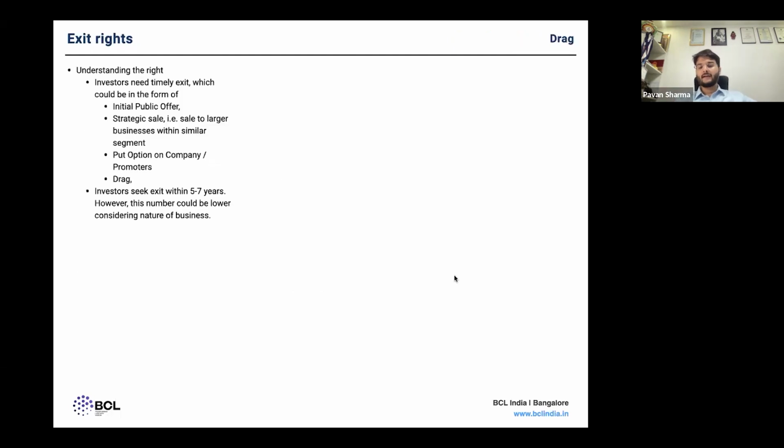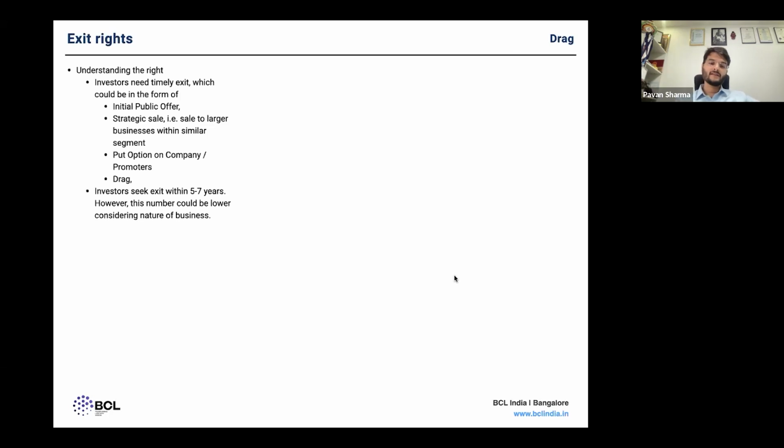There's another concept called drag. To understand drag, we have to understand why people invest money in startups. They invest money for returns. Now, somebody cannot wait for an infinite number of years to get returns. They cannot wait for 10, 15 years because they would be able to make much better money with lesser risk in even general markets, right? Why would they want to take the risk of investing in a startup? So there is an outer limit, or a timeline by when they would want to get their returns back. And that is where drag comes into the picture.